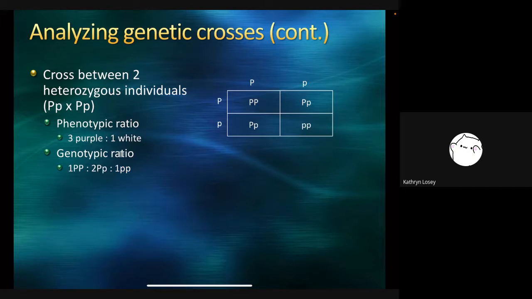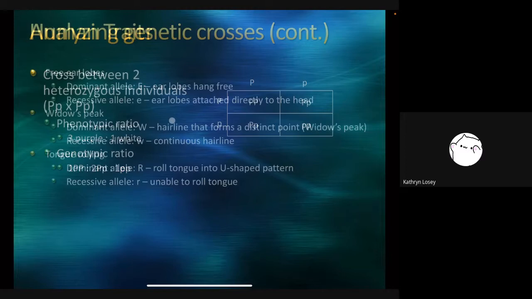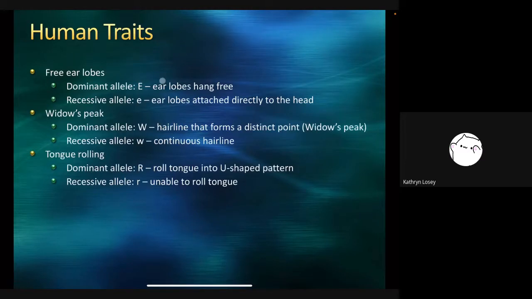And then your genotypic ratio is strictly just what you see in this Punnett square: 1 homozygous dominant, 2 heterozygotes, and 1 homozygous recessive. And again, these ratios you should know. If you can't figure them out right away, just do a cross between 2 heterozygotes if you don't have them memorized. So then you looked at some human traits, which were free earlobes, widow's peak, and tongue rolling.